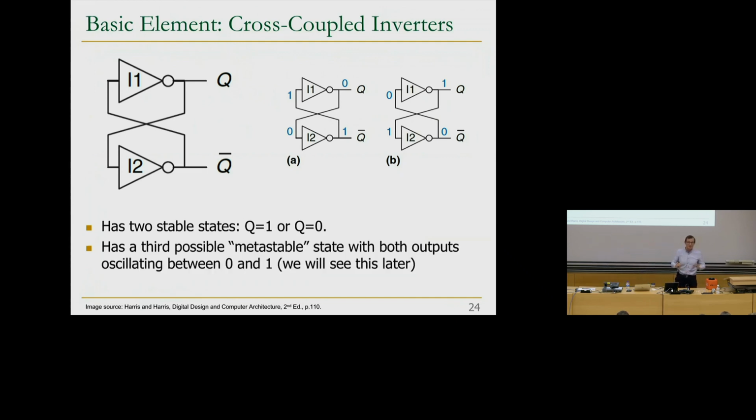It also has a third possible state that we will talk about later. That's why this element is not very nice. Basically, there's a metastable state with both outputs oscillating between 0 and 1. We will see this later. Ignore this for now, somewhat. But basically, you don't want to set Q to 0.5 here, because you don't know what will happen in that case. Remember, an inverter behaves nicely if you give it the full logic value or full ground value. If it's somewhere in between, where you have noise, then your inverter doesn't work very well. So it's called a metastable state.